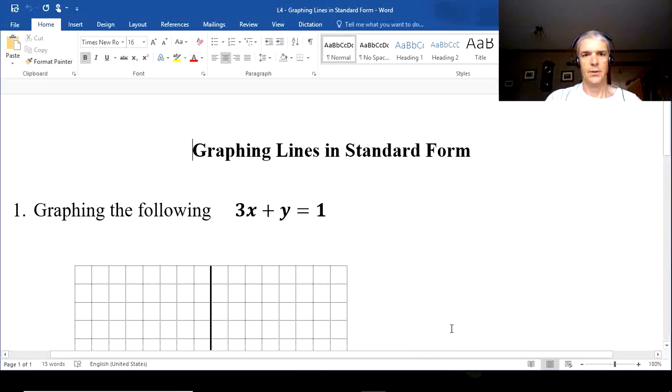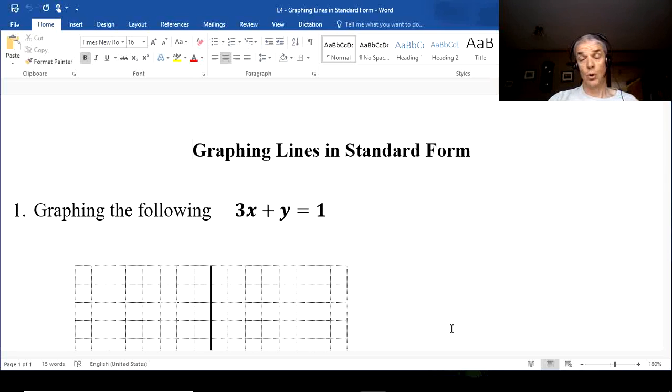All right, welcome to this lesson on graphing lines in standard form. The last two lessons showed you how to graph lines when they were in slope-intercept form, and one used, I believe, the slope intercept method, and the other used the table of values. And you can use either of those two, but what we need to do first is convert this into slope intercept form.